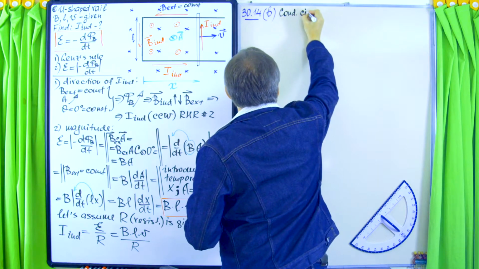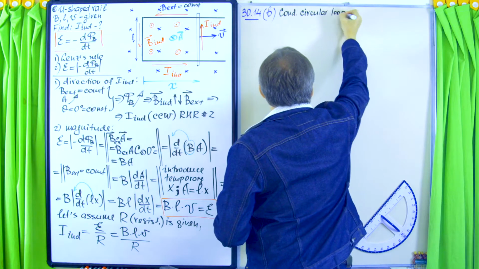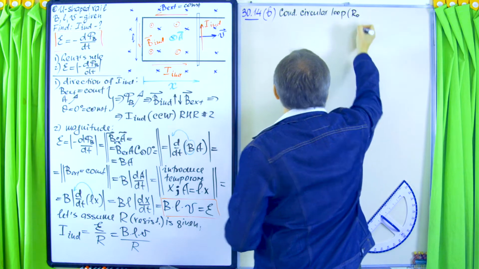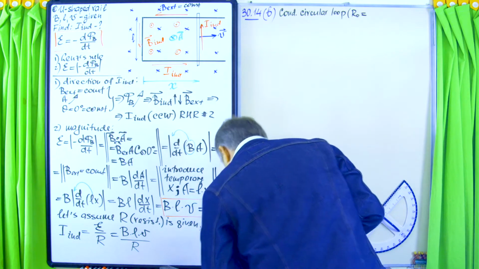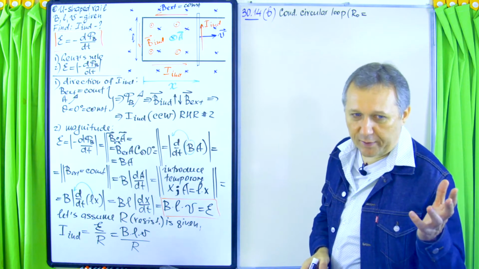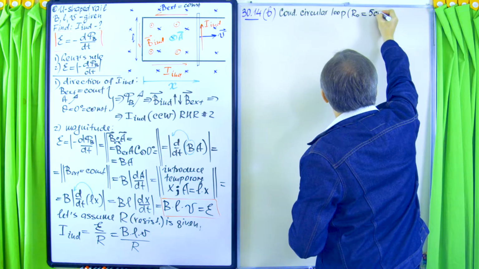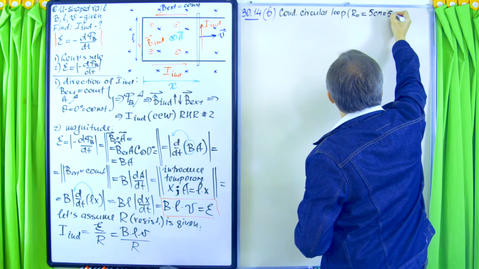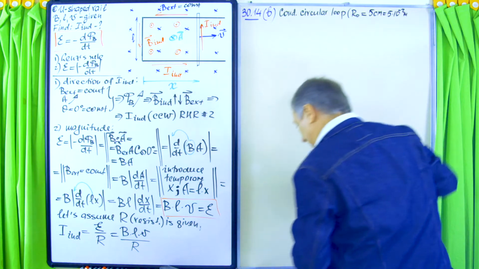Conducting circular loop. And R naught, its radius, is, okay, I don't remember the number. What's the number? 10 centimeters in diameter, so 5 centimeters in the radius, right? So 5 centimeters. Or let me convert immediately, 5 times 10 to the power of minus 2 meters, right?